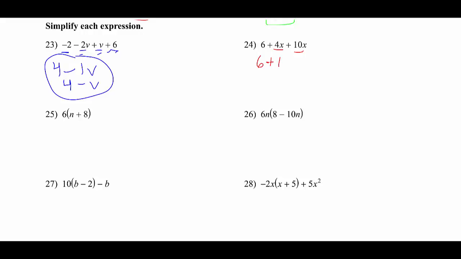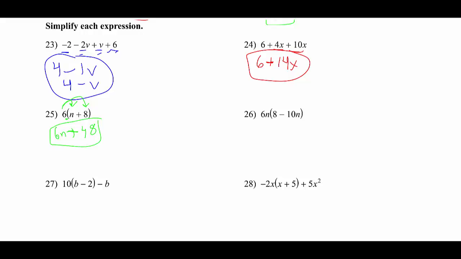So that our answer here would be 6 plus 14x. When we do have parentheses mixed in with variables, we're going to use the distributive property because we can't add n and 8 together, which means the only thing we can do to make this any simpler is distribute. So to distribute, we multiply because there's nothing right here in between the 6 and the parentheses, which means multiplication. So 6 times n is 6n, and 6 times 8 is 48. So our answer to this is 6n plus 48.